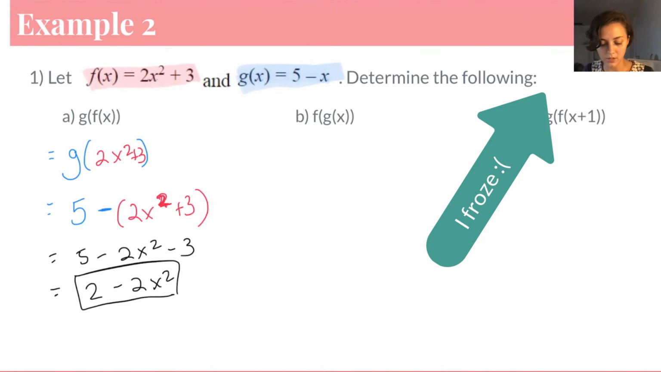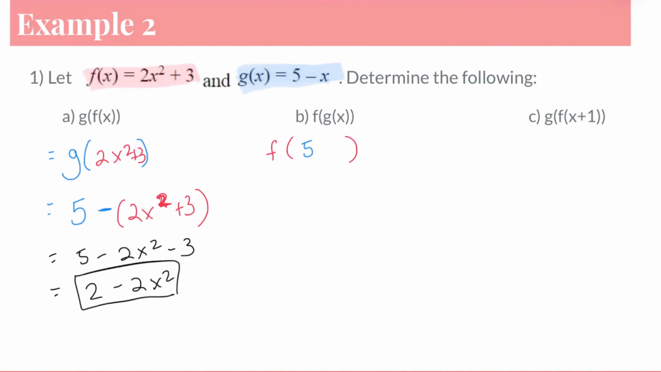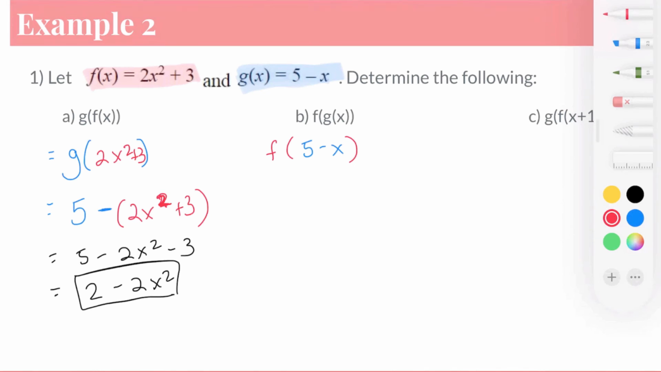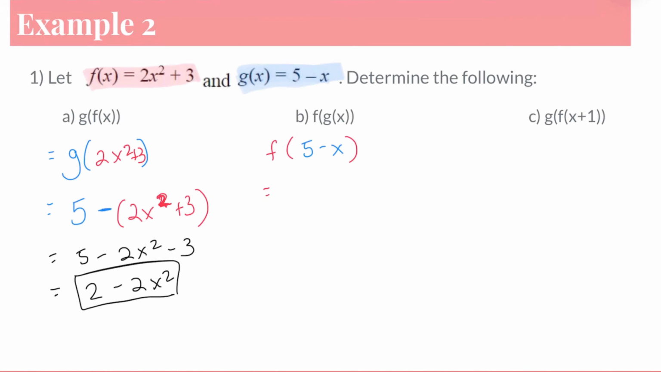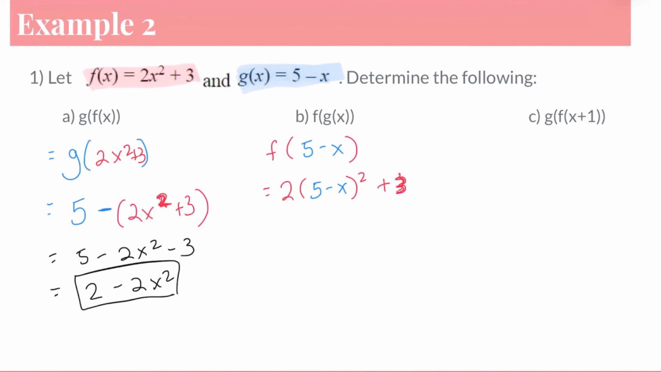In part B, we're doing it the opposite. So I see that f is on the outside and g is on the inside. So g is 5 minus x. And so now when I write in my f, I know f is 2x squared plus 3. Oops, 3. That was a weird 3. But instead of x, I have my function 5 minus x. At this point, I've fully taken the composition, I've replaced my f and my g, so I just need to simplify, and I will do that in black.